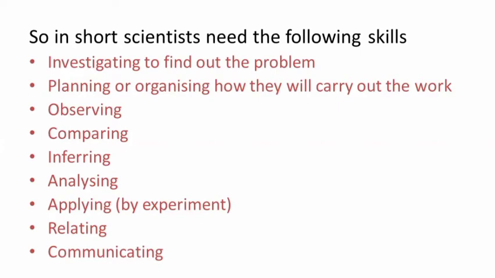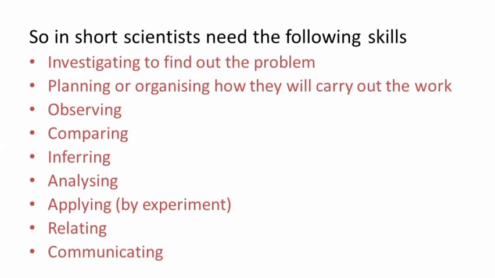So in short, scientists need the following skills. Scientists need to be able to investigate to find out problems so they can be able to solve them. Number 2, scientists need to be able to plan and organize how they will carry out their work. Number 3, scientists need to be able to observe. Scientists need to be able to find out the problem and gather information on that problem.